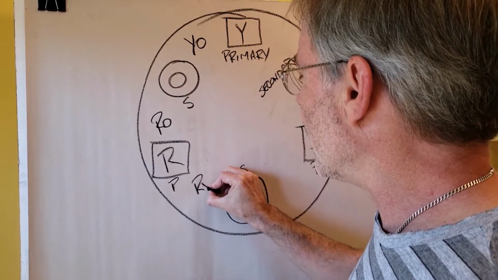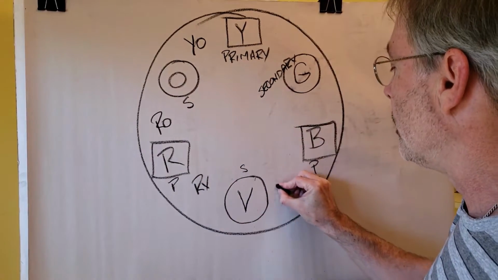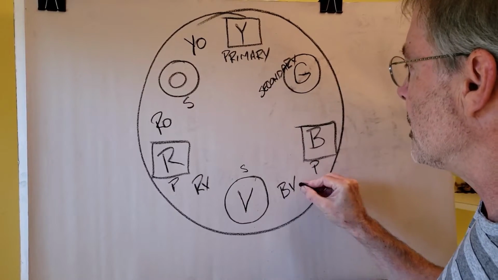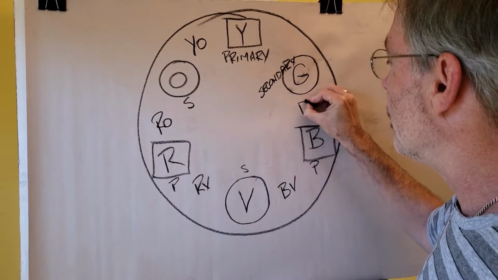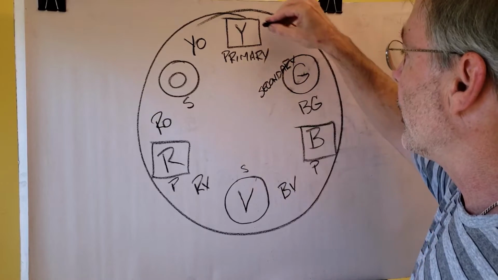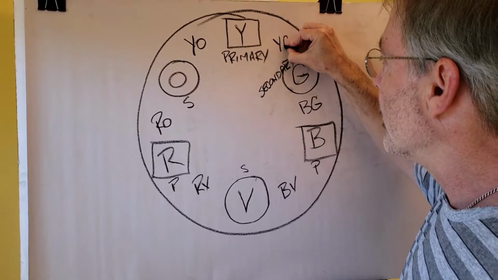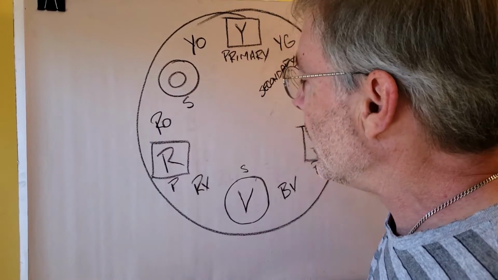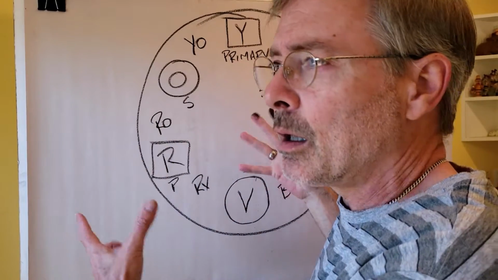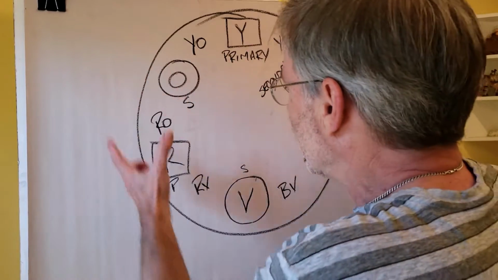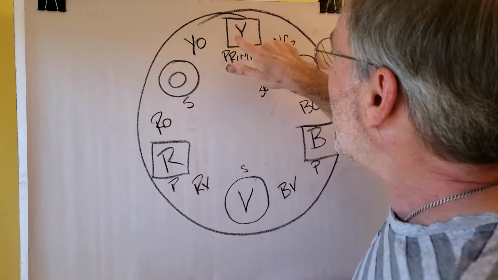Here we would have red-violet. Here we would have blue-violet. Again, the primary color said first. Here we would have blue-green. And here we would have yellow-green. So this tells you what you would get if you were mixing these colors sort of laterally around this form.